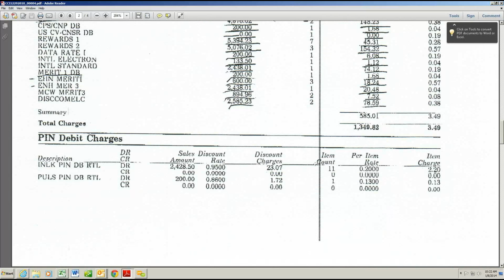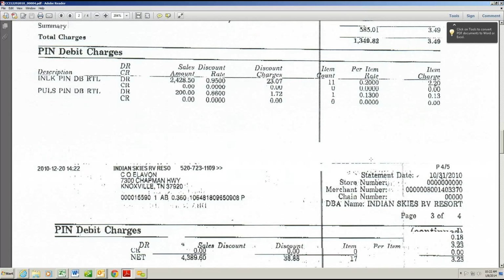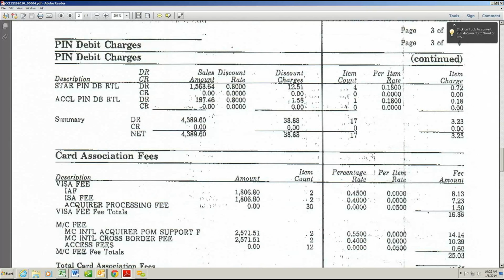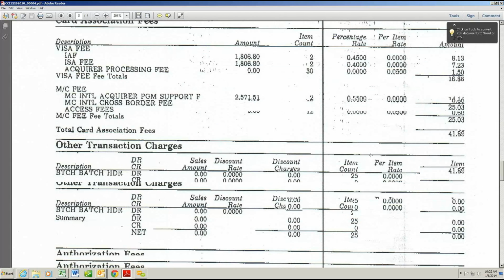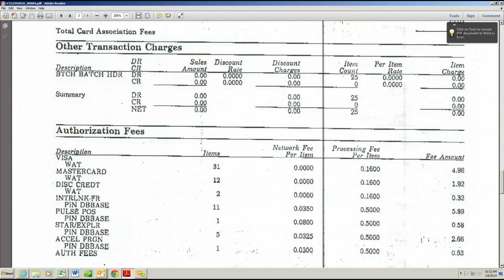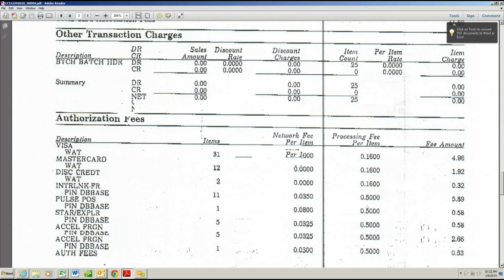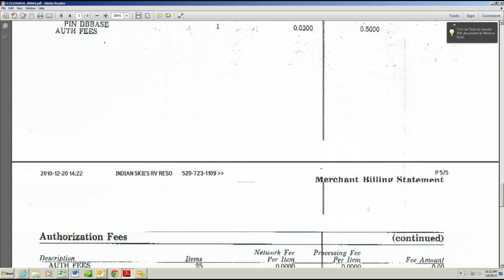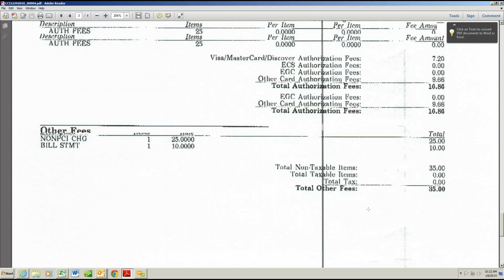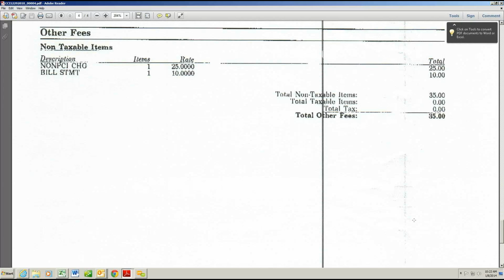It shows what they're paying on a PIN debit, and as you scroll down, you can see they're paying all kinds of fees. They're paying 16 cents a transaction. On PIN debit, they're paying 50 cents a transaction, and it goes all the way down and it shows their total fees that they pay, which, as you saw on the first page, was about $1,400.